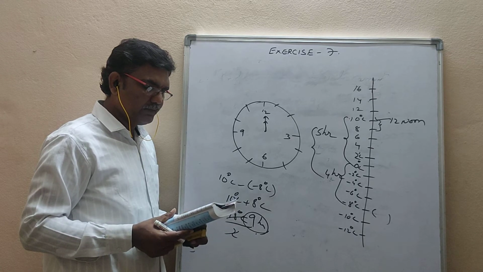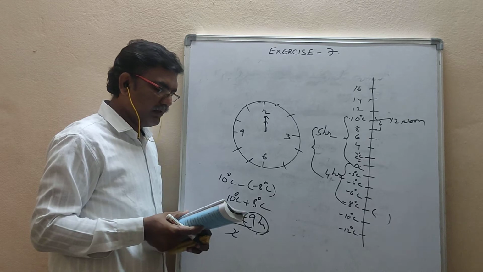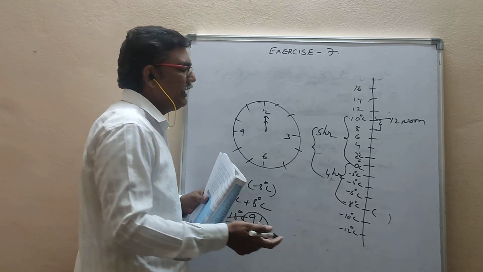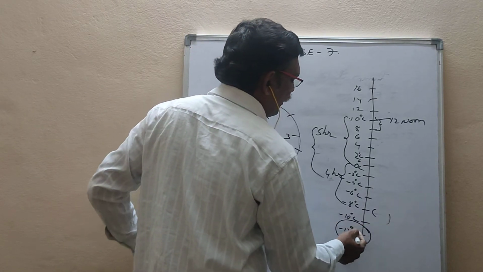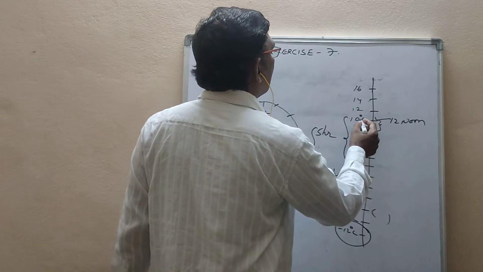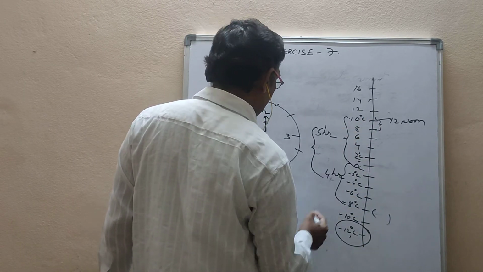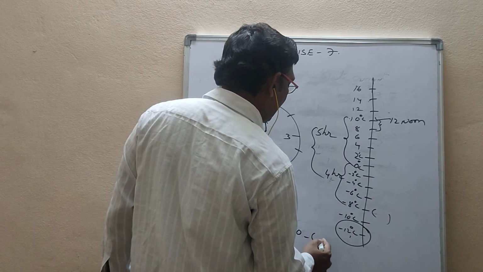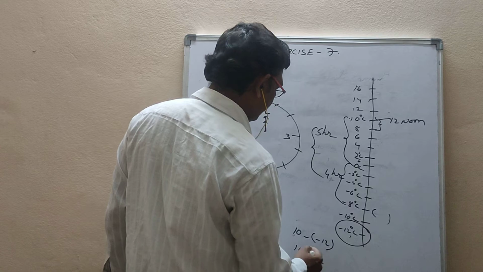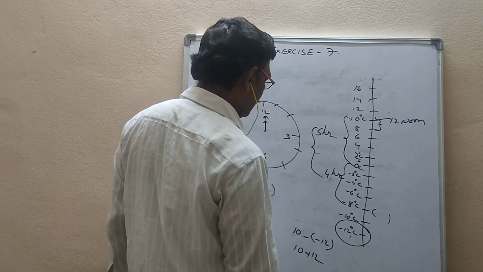Next one is, in this only, what would be the temperature at midnight? Midnight means exactly 12, night 12 o'clock. So here 10 is there, 12 is there. So what you have to do is 10 minus of minus 12. 10 plus 12. Okay. 10 plus 12.